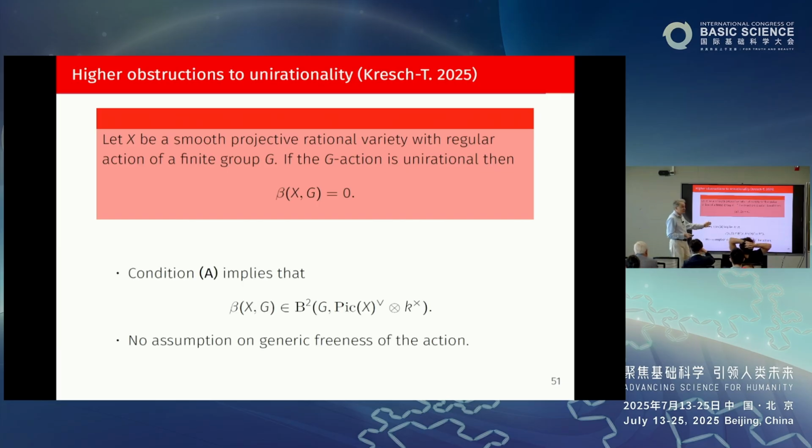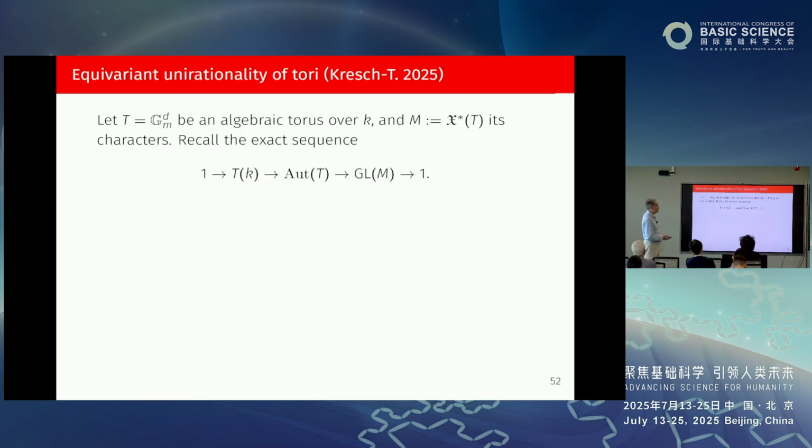Now, we have condition A, right? Unirationality: we need to have unirationality of fixed points on abelian subgroups. That means that this class will have to lie in that B2, the Bogomolov thing, for the G action on this particular module. And again, here we don't assume generic freeness for the action at all.